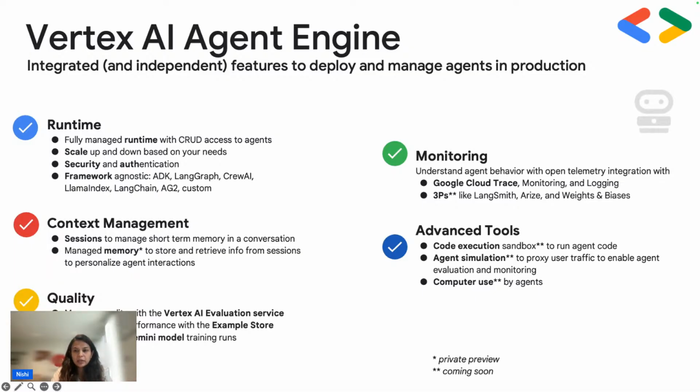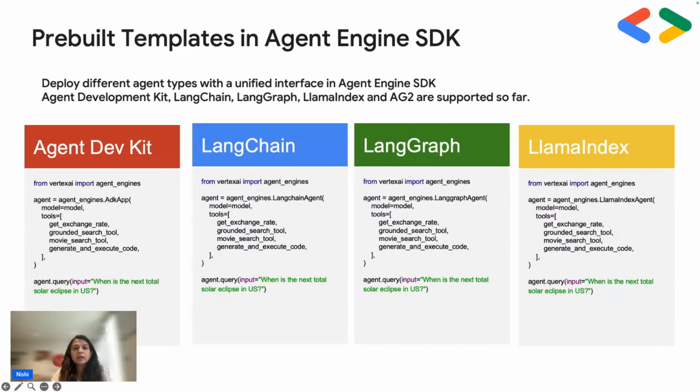You can invoke the agent from any client, like your own application or website. And you can also register your agents in Agent Space for employees within your organization to discover and use your agents to get their work done. There are also pre-built templates available in the Agent Engine SDK. You can use those templates to deploy your agents, which are built using any of these templates.